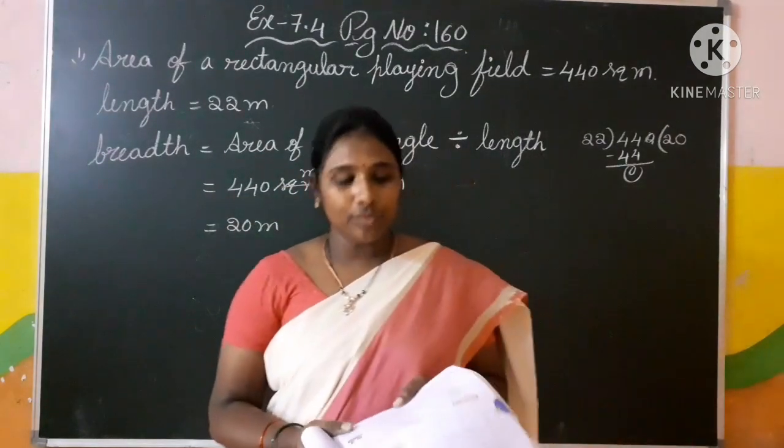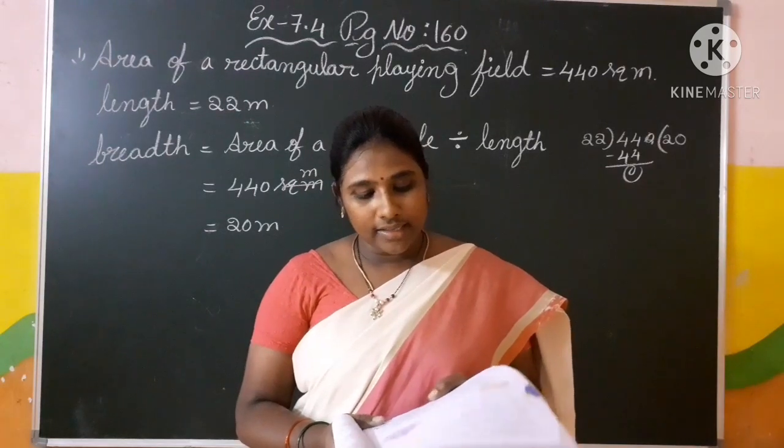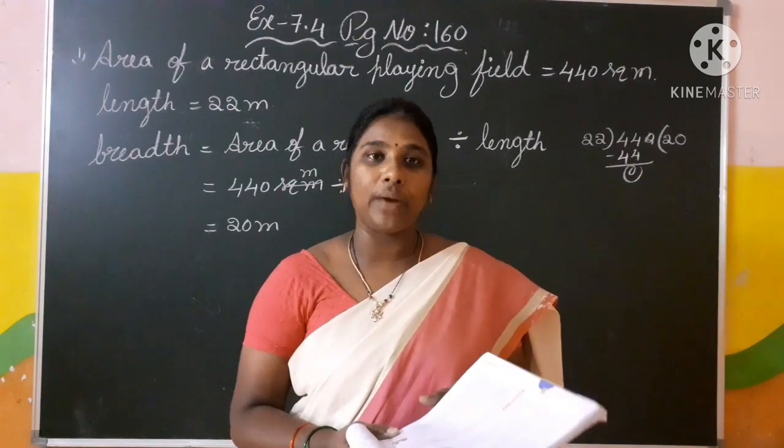Next, third question. A rectangular garden is divided into 10 equal flower beds.